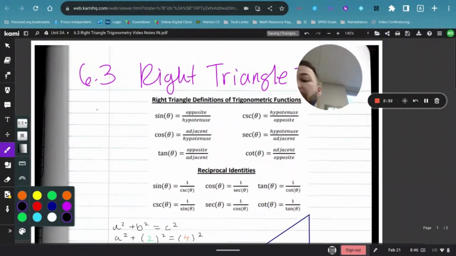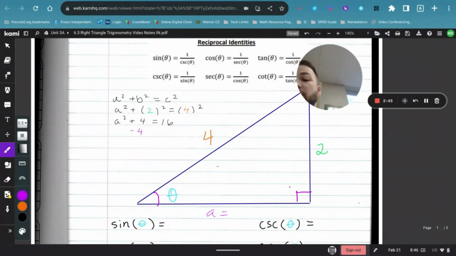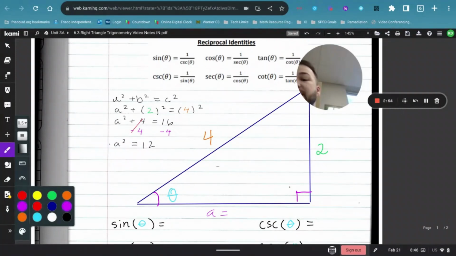Solving that out, we would get that A squared plus 4 is equal to 16. Subtracting 4, we get that A squared is equal to 12. And then from there, I still want to solve for A. So I square root both sides. So we get A on the left side, because that's going to cancel out. On the right side, yes, the square root of 12.